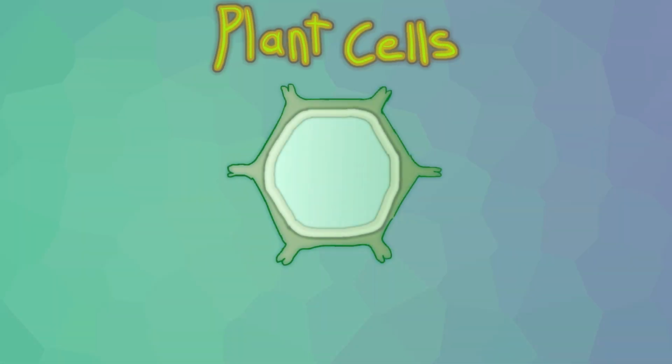Today we will be exploring the structure of a plant cell and what the function of each organelle is. Plant cells tend to have distinct edges and may appear somewhat rectangular or hexagonal in shape. This is due to it having a very rigid cell wall.